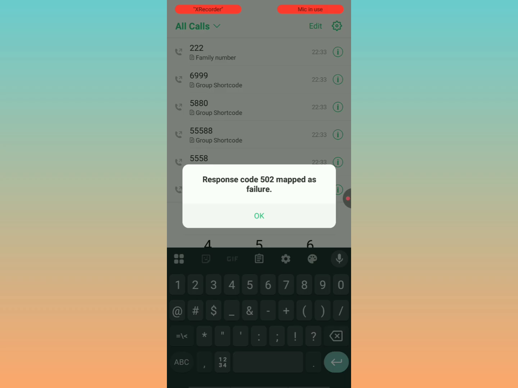And this is my conclusion. Withdrawing money from Airtel Super Saver linked to KCB Bank is normally simple and fast. If you see this response code mapped as failure, it's usually a temporary system issue that can be resolved by retrying later or contacting support. Always monitor your transaction and report any suspicious activity.